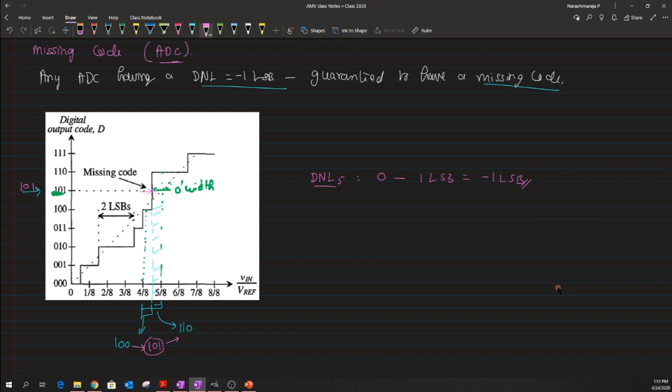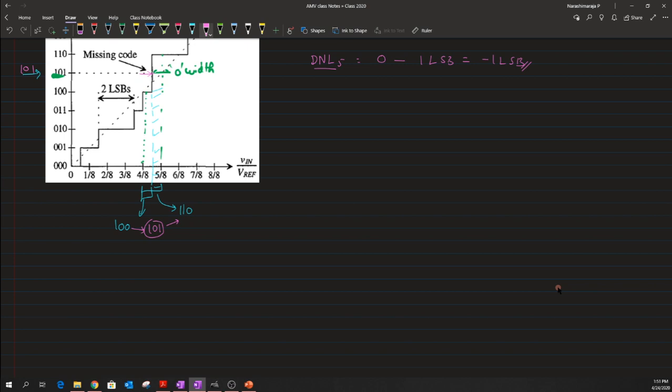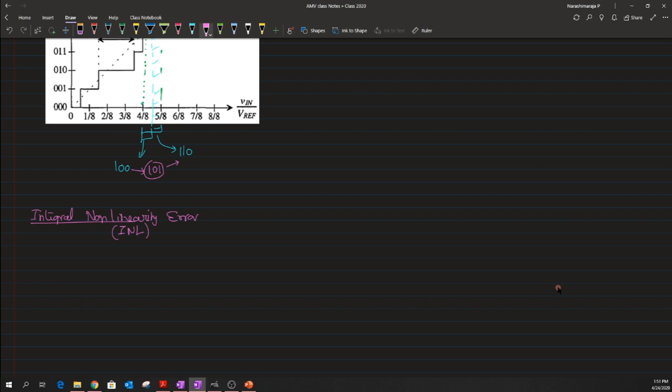Now that we have looked into all these phenomena, we move on to the next nonlinear error, which is known as integral nonlinear error. In short, this integral nonlinearity can be called INL. I'll use this shorter form, INL, whenever I refer to integral nonlinearity.